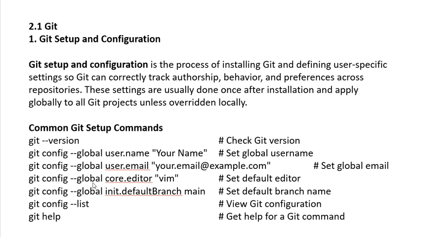To set the editor, git config --global core.editor "vim" sets the default editor. Similarly, git config --global init.defaultBranch main sets the default branch name. git config --list views the Git configuration, and git help gets help for the Git commands.